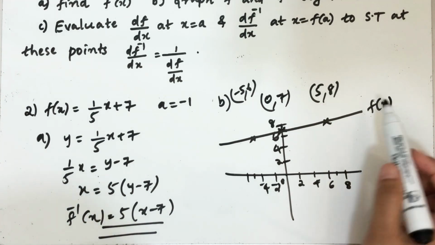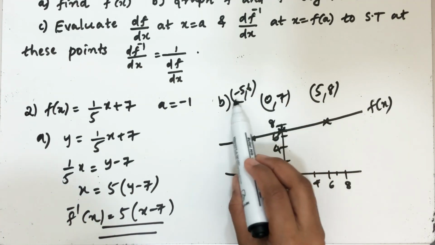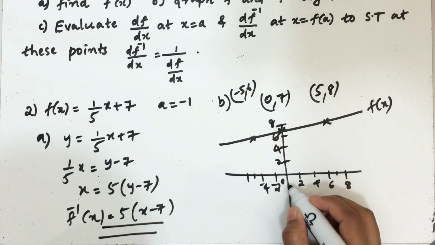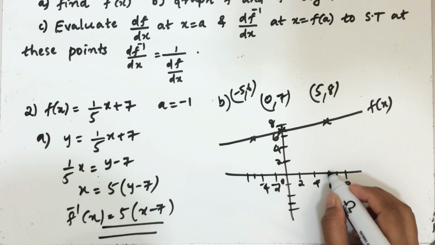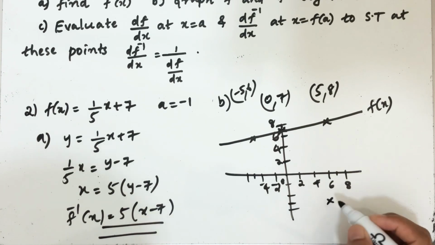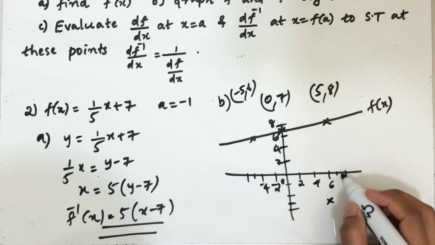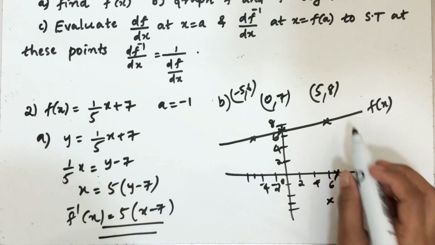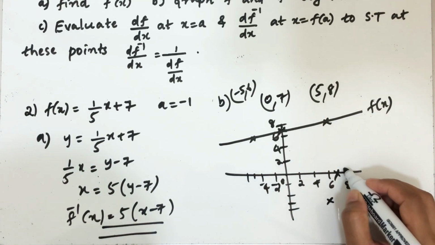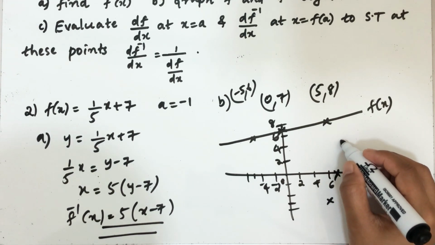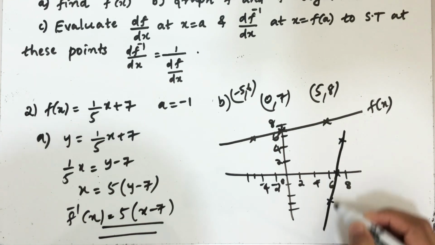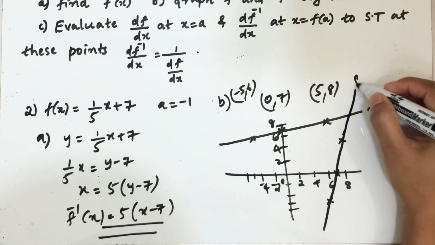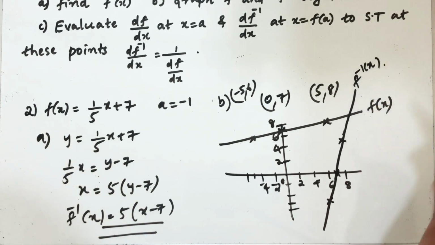So for f inverse of x, the points get reversed, that is 6, minus 5. Here is minus 5, 6, minus 5. 7, 0. And 8, 5. So this is f inverse of x. Symmetric about the line y equal to x.